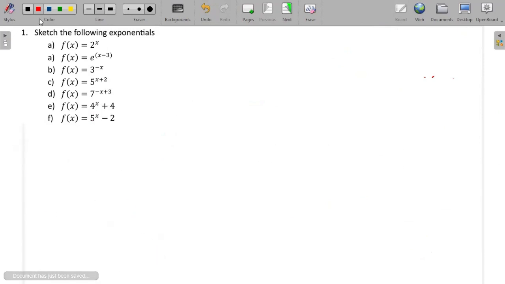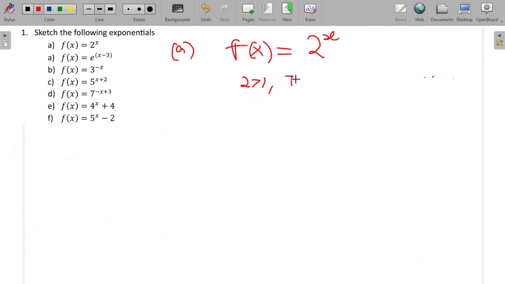Okay, so we start from the first one, which we already sketched anyway, but I will do it. So f of x is equal to 2 to the power x. The first thing we see is that 2 is greater than 1, so this is a type 1. It will start from the left and then increase to the right like that, or start from the bottom and increase to the top. So it's a type 1 graph.